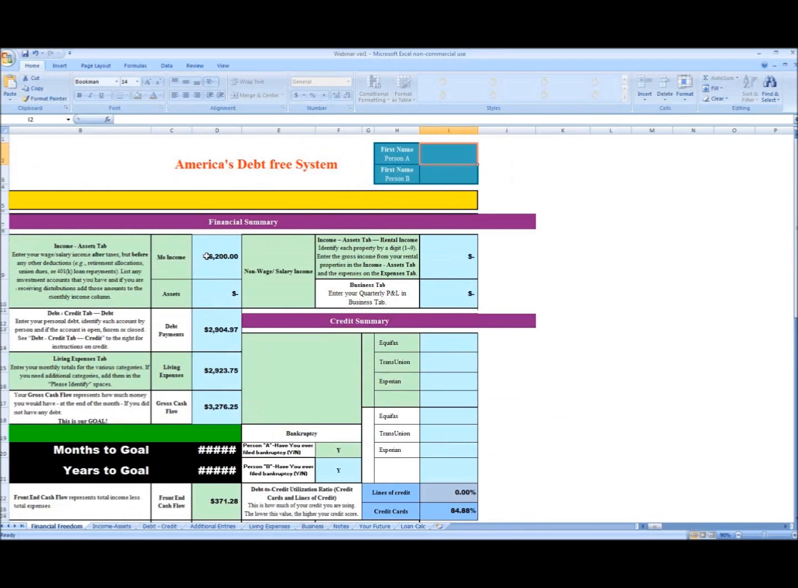And they have $6,200 a month in income. You can see their debt payments are really high. They have $2,900 in debt payments and $2,923 in living expenses. Living expenses are not debt payments. It's like your food, gas, clothes, and all that. Now, you can also see that their cash flow is low. They only have positive cash flow of a few $100s a month.